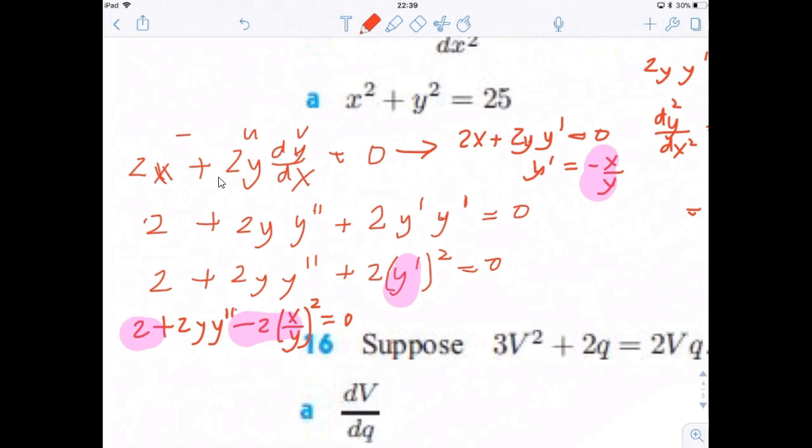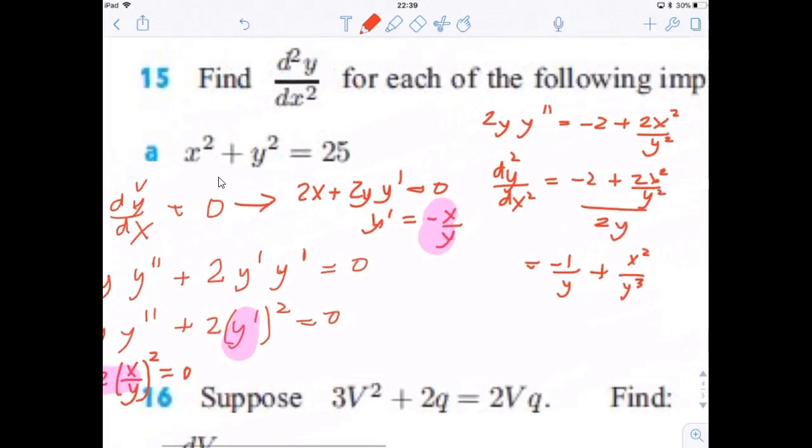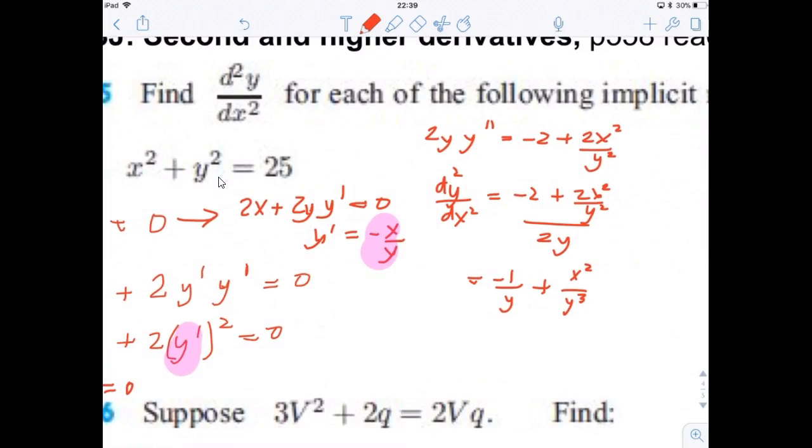And now I'm going to take these two pink ones and subtract them over to the right side because I want to solve for y double dash. So I'm going to put the pink ones on the right side first. And to do that, I have done this here. So I have 2y double dash equals negative 2 plus 2x squared divided by y squared.